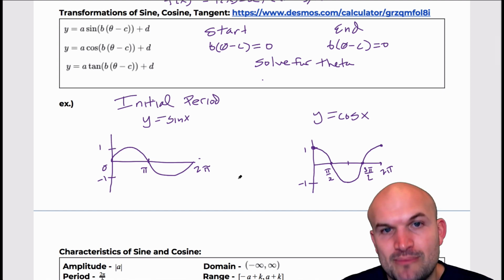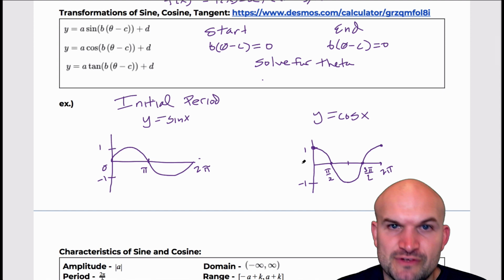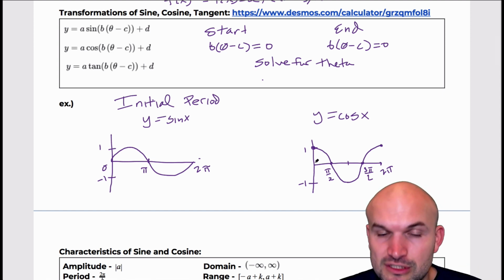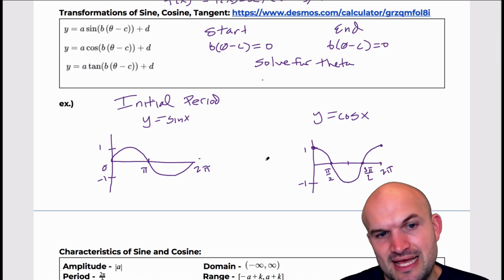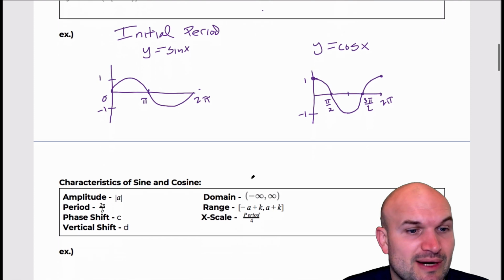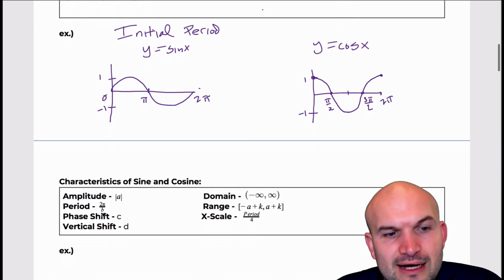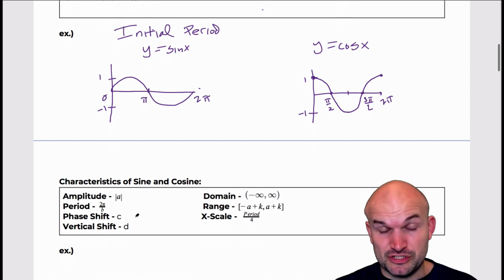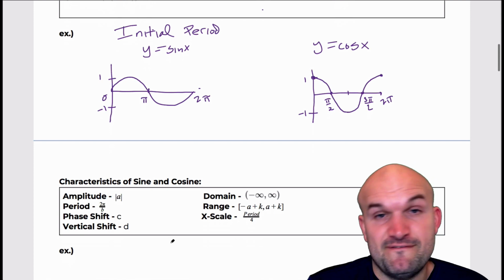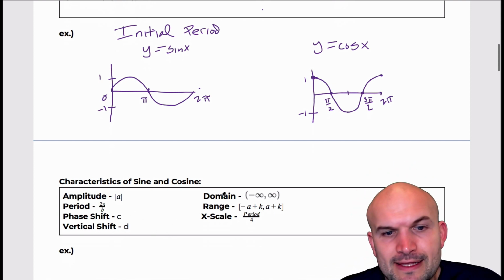That will make a little more sense once we get into solving trigonometric functions, where we'll relate what the graph looks like to the solutions. The easy way to identify the period for any function is just to take 2 pi divided by b. The phase shift is new vocabulary: instead of saying horizontal shift, we're going to talk about the phase shift. The vertical shift is obviously d, and that's the same.